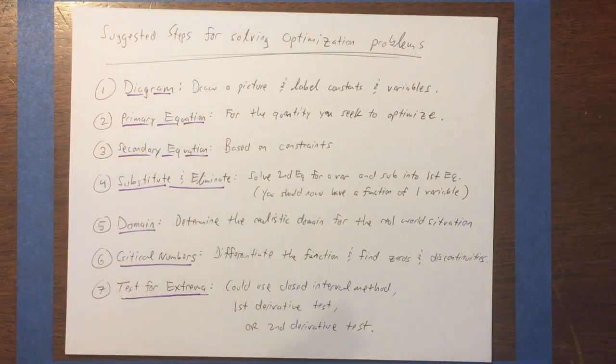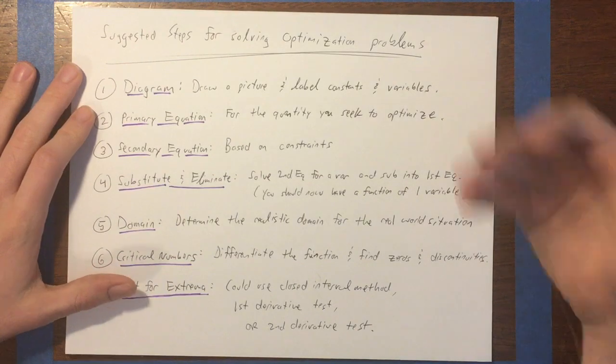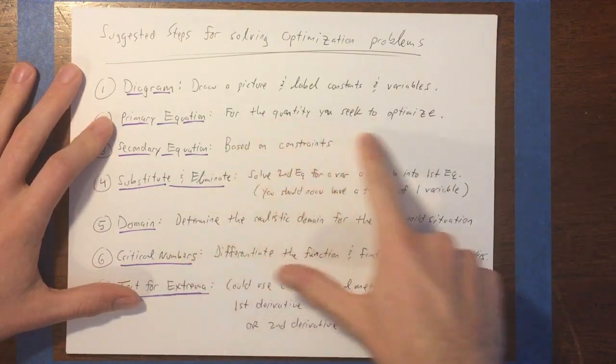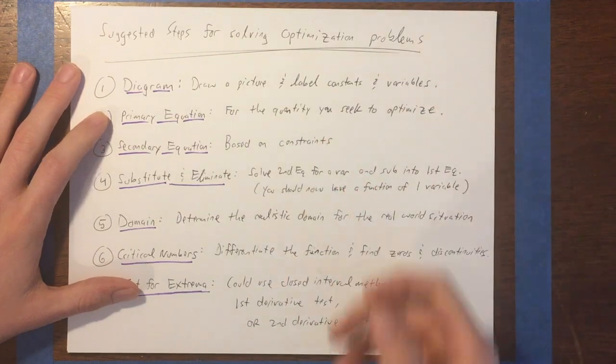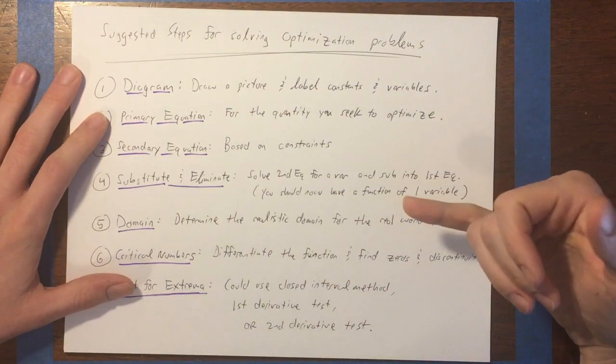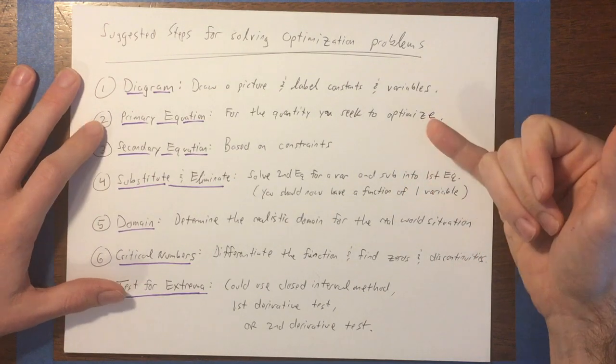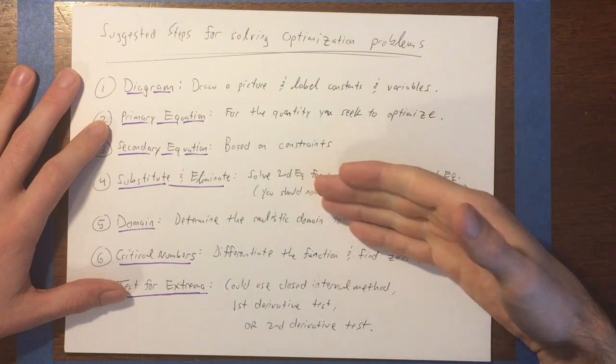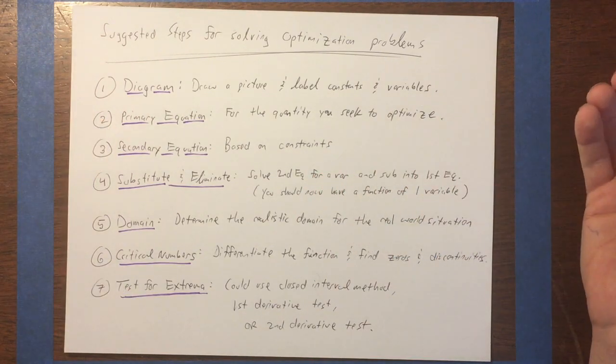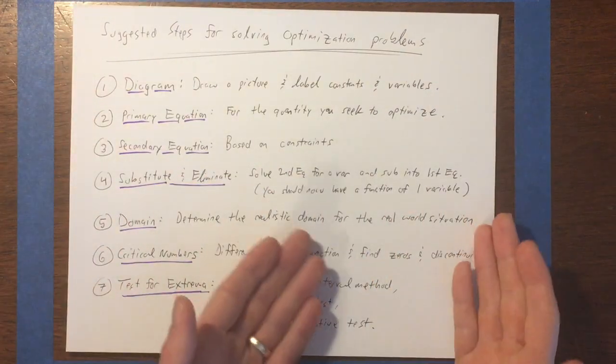Then, in step 4, you're going to take the secondary equation, solve it for one of the variables, and substitute that into the first equation to eliminate that variable you solved for. And then, by substituting and thereby eliminating a variable, you should now have a function of one variable. A function that inputs one variable and outputs the quantity you seek to optimize. Okay? So like in that first problem, we solved the secondary equation for h, and then we substituted that into the first equation, the primary equation, and we ended up with volume as a function of x, right? And the h got eliminated. So that's step 4. All right, so now you have a function to work with.